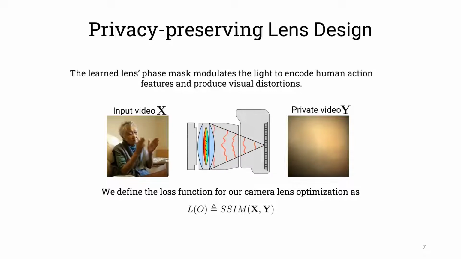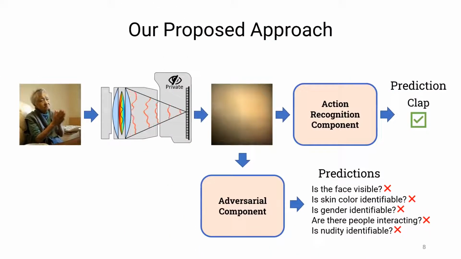In our adversarial training, we define the loss function for our optical component using the structural similarity index measure as shown in the equation. Since we encourage distortion in the camera, this loss will be minimized. Now let's zoom into the action recognition component.